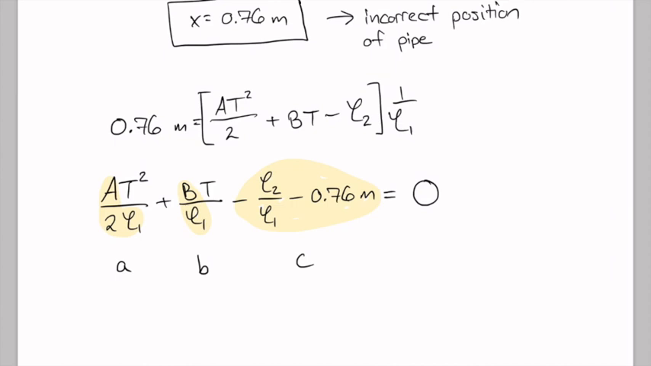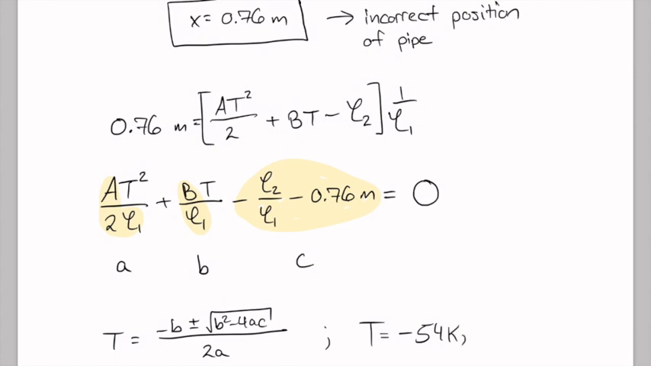And then you just have to remember, what is the quadratic equation? No mean feat. It's probably been a while since you've seen it. Here we go. This is the quadratic equation, and you can quite easily solve for temperature, given that you know all of the constants. Solving, we get that the temperature is either of two values, negative 54 Kelvin or 473 Kelvin.